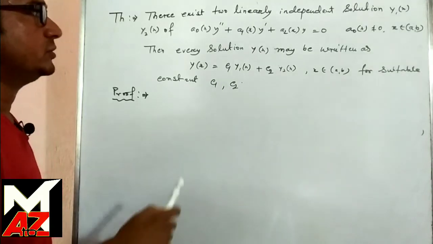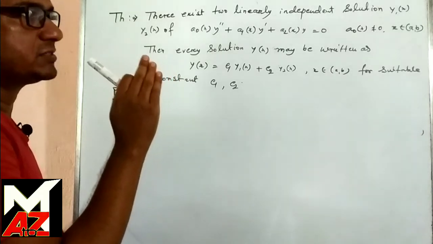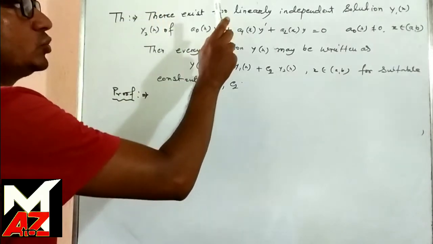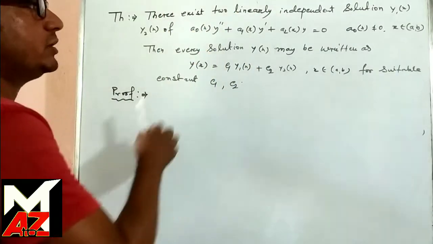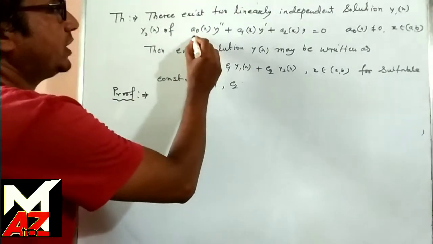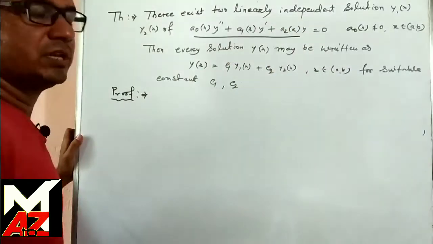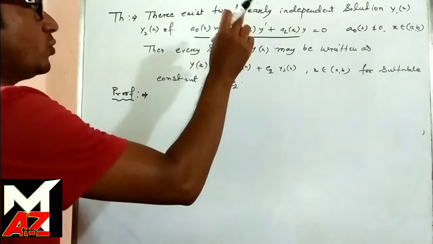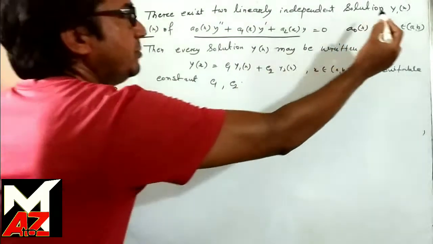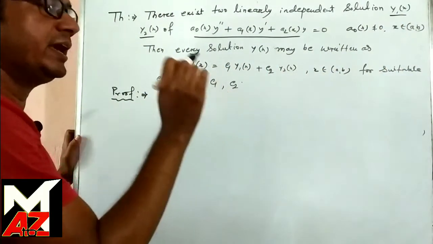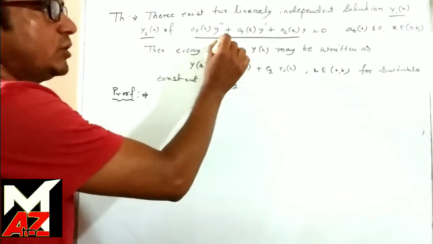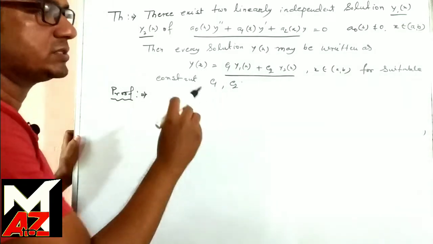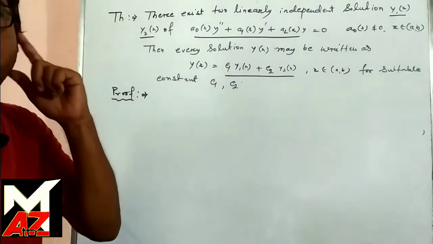Okay, here the statement is there must exist two linearly independent solutions of this second order linear ordinary differential equation, and if y1 and y2 are two linearly independent solutions, then any solution of the equation can be written as this, where c1 and c2 are two suitable constants.